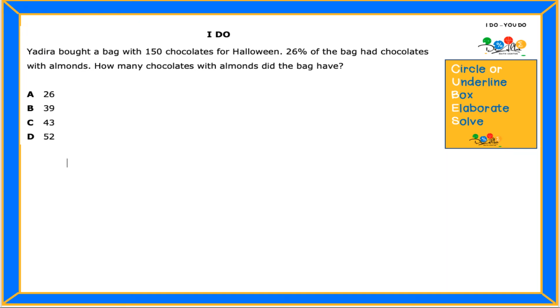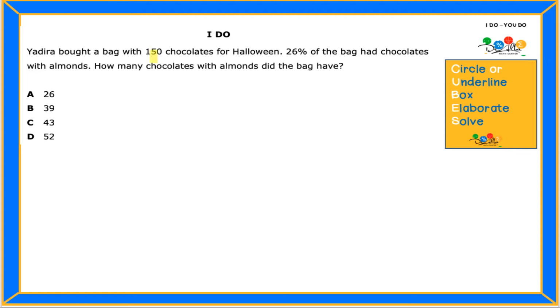Yadira bought a bag with 150 chocolates for Halloween. 26% of the bag had chocolates with almonds. How many chocolates with almonds did the bag have? Great, let's follow the strategy of CUBES and start identifying important information.